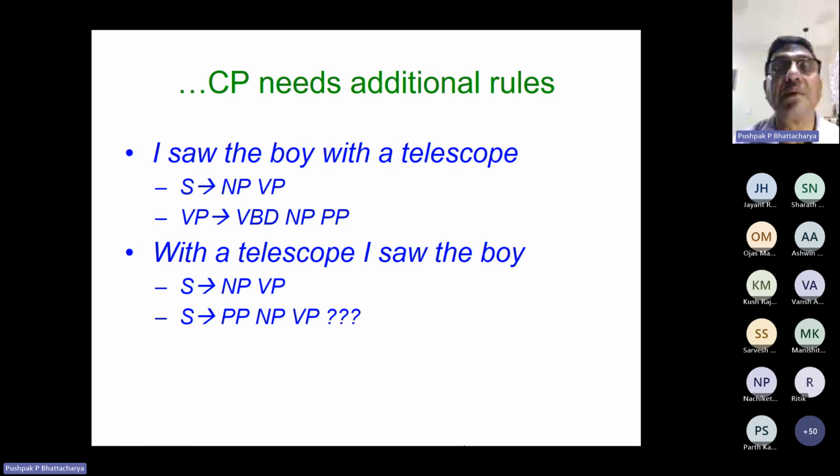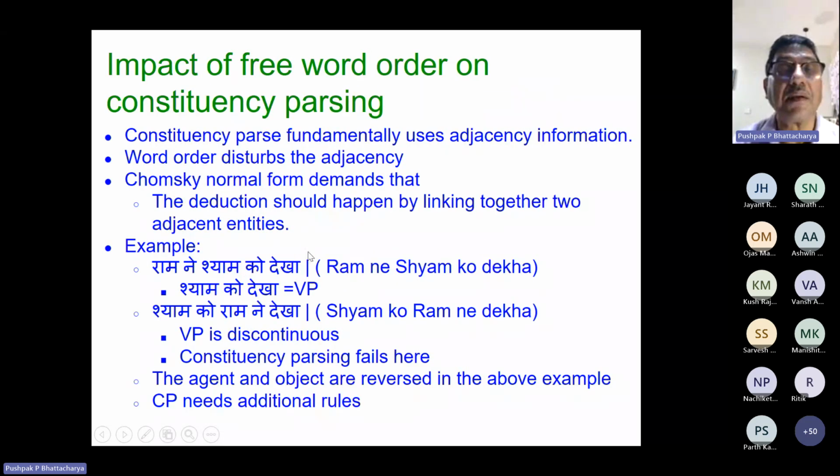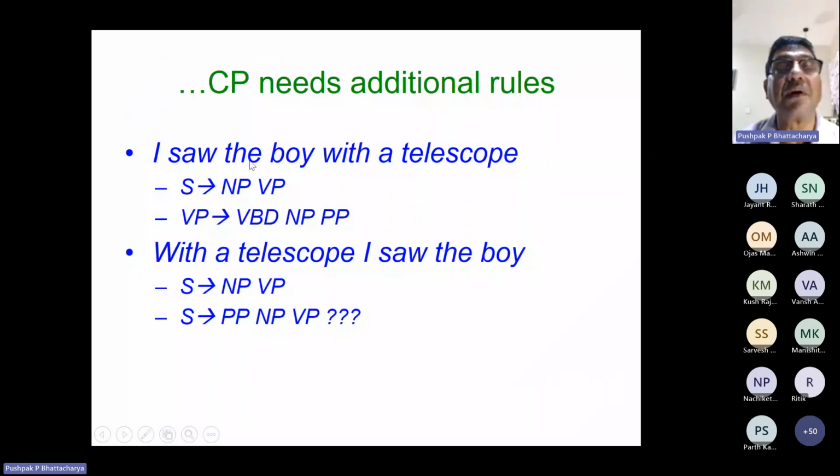I saw the boy with a telescope has this constituency parsing rule. S goes to NP VP, VP goes to VBD and PP. VBD is saw, NP is the boy, PP is with a telescope. Now, the verb phrase consists of adjacent words: saw the boy with a telescope, which is the complete verb phrase with all words consecutively placed.